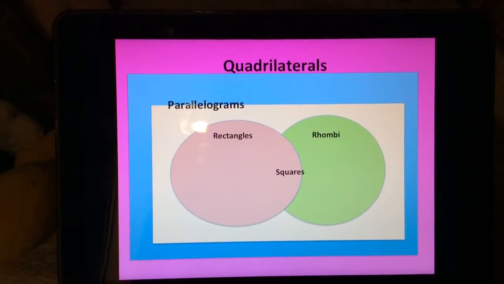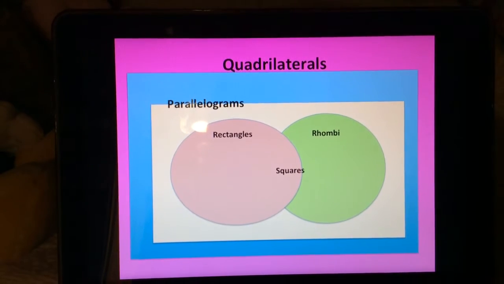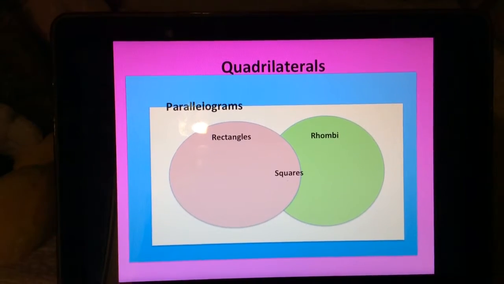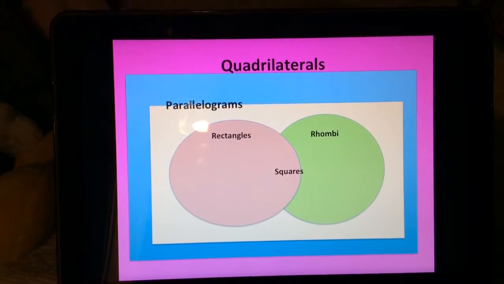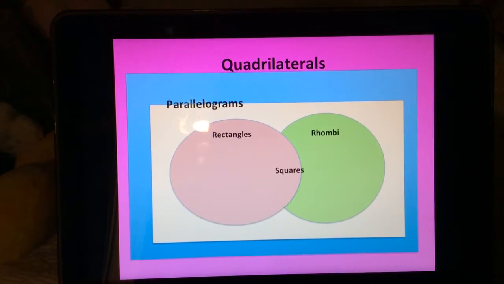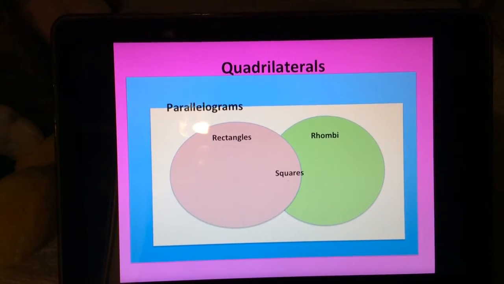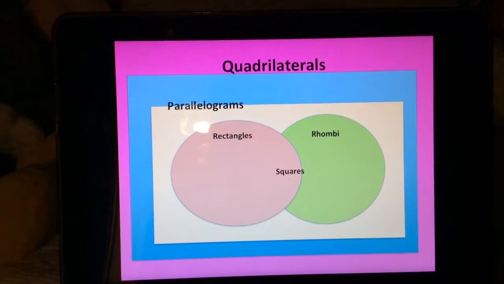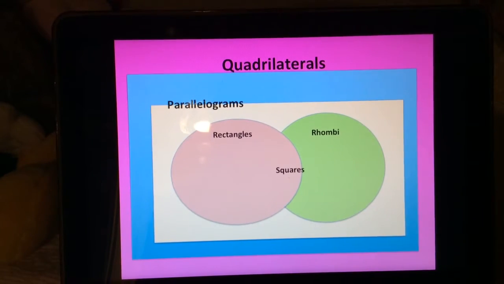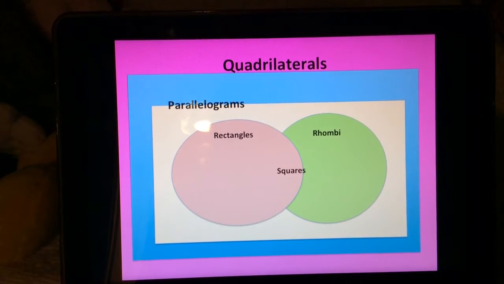Since all four of those shapes were quadrilaterals, that is our giant blue square. Then, our orange square is parallelograms. Next, we have rectangles and rhombi, which are parallelograms, so they're represented inside the orange square. Then you have squares in the center of rectangles and rhombi because squares are rectangles and they're also rhombuses.